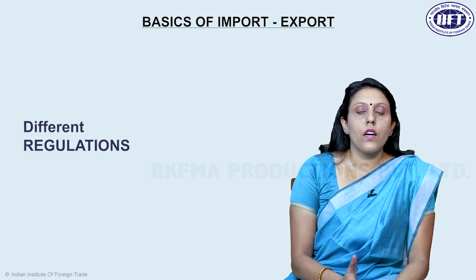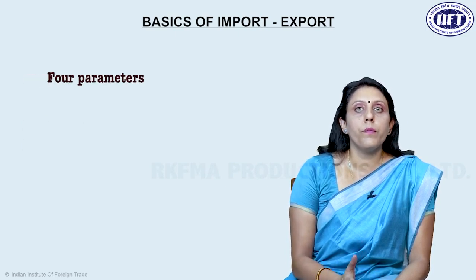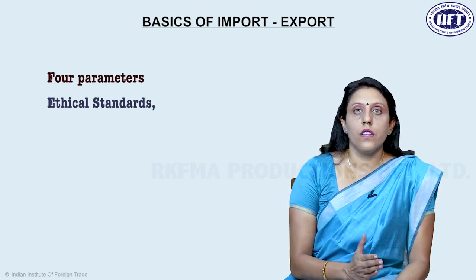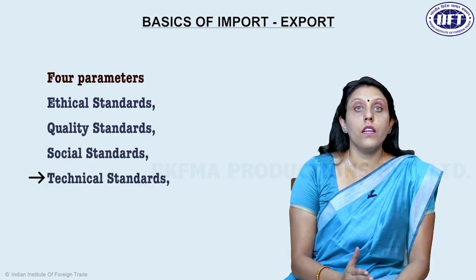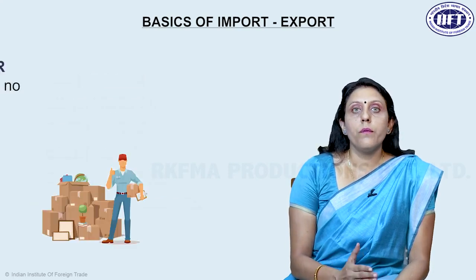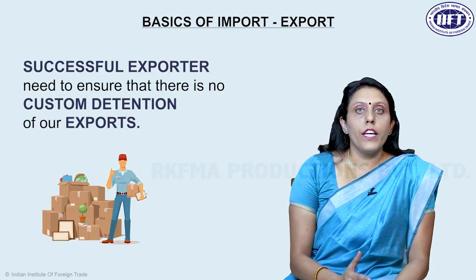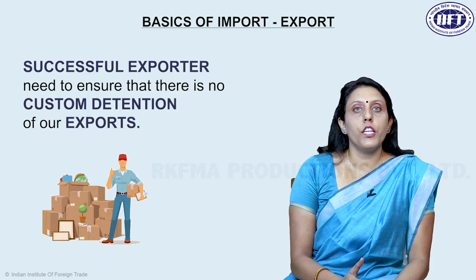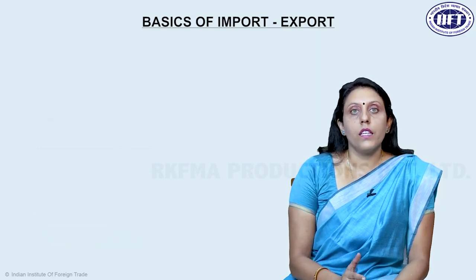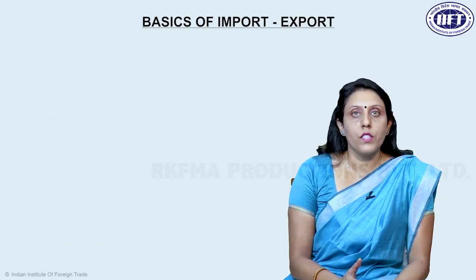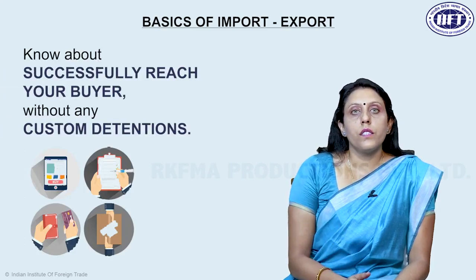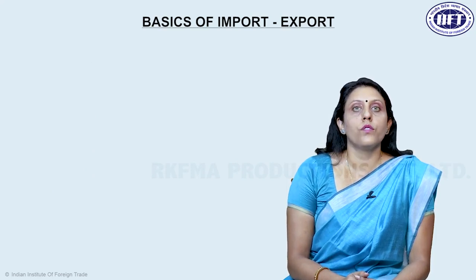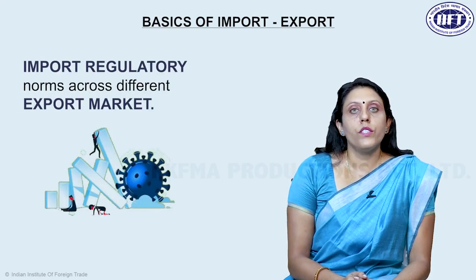And these regulations are very, very different in terms of 4 parameters. There are ethical standards, there are quality standards, there are social standards, there are technical standards, there are environmental standards. So if you want to become a successful exporter, we need to ensure that there is no customs detention of our exports. And for that, it is very important for us to have this session on how you successfully reach your buyer without any customs detentions. And that is why we do this session on understanding the import regulatory norms across different export markets.